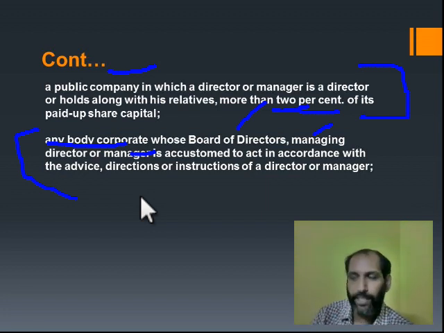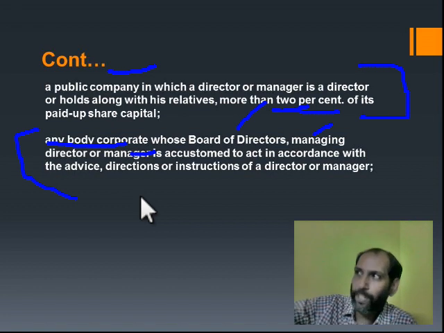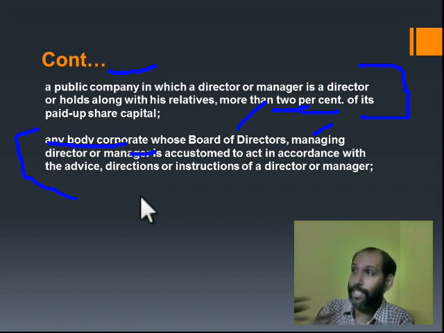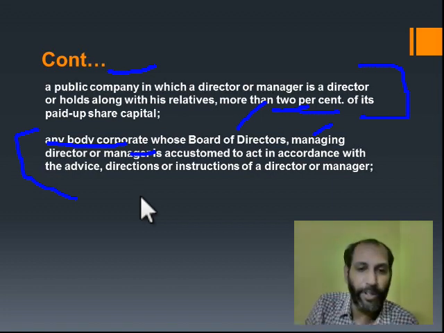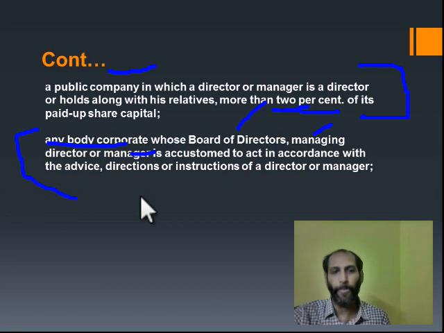So I will list down. We told about a director, his relative, KMP, right? A private limited company, a firm, a public limited company, but ultimately a body corporate in which that body corporate's board, that body corporate's MD or manager is accustomed to act as per the direction of us. So that means that entity, that body corporate, is a related party for us. So these are the things which we have to look into very intricately.